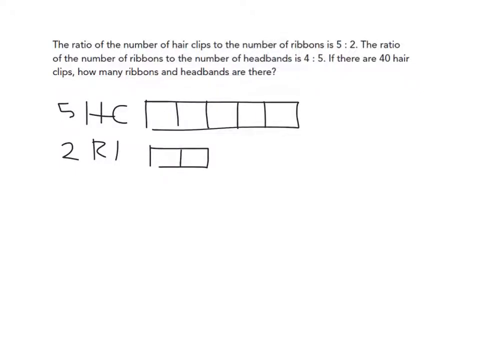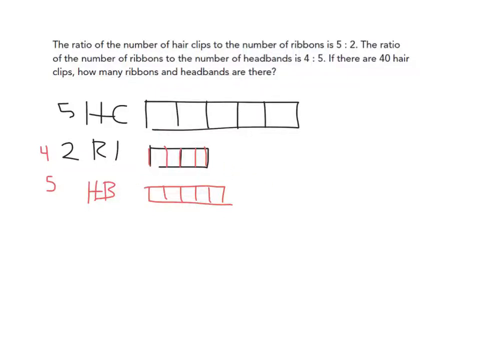But then it goes on to say that the number of ribbons to hair bands is 4 to 5. So that means somehow this ribbons has to account for 2, but it also has to account for 4. So I'm going to just show the four sections here of this, and that'll be 5 similar sections. There we go. 5 sections of headbands. So now I know that while the ribbons here are 2 to 5, they're also 4 to 5. So I had to split them up a little bit.